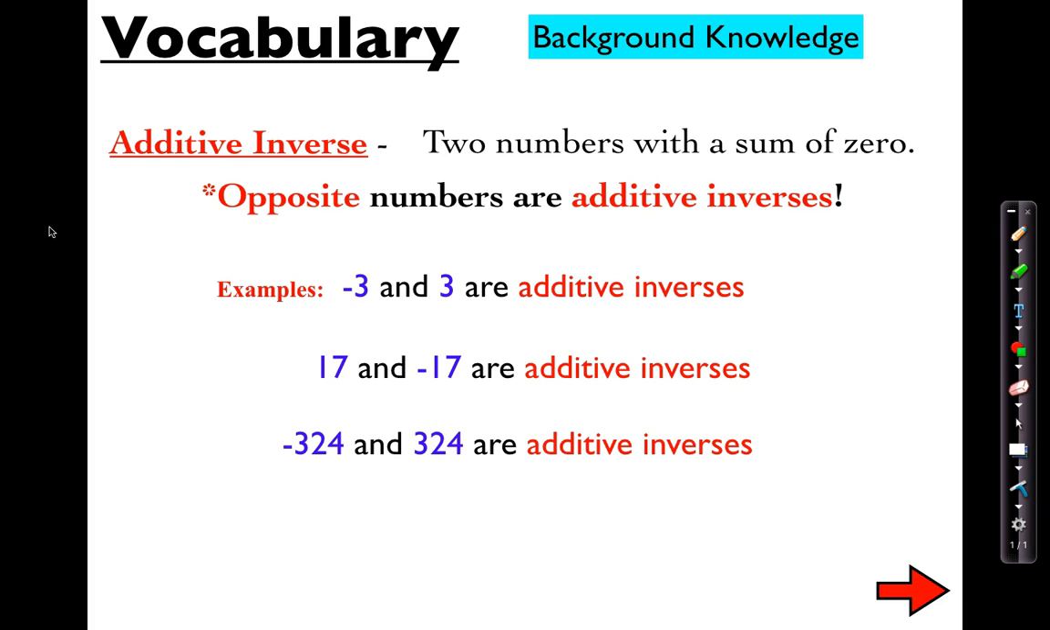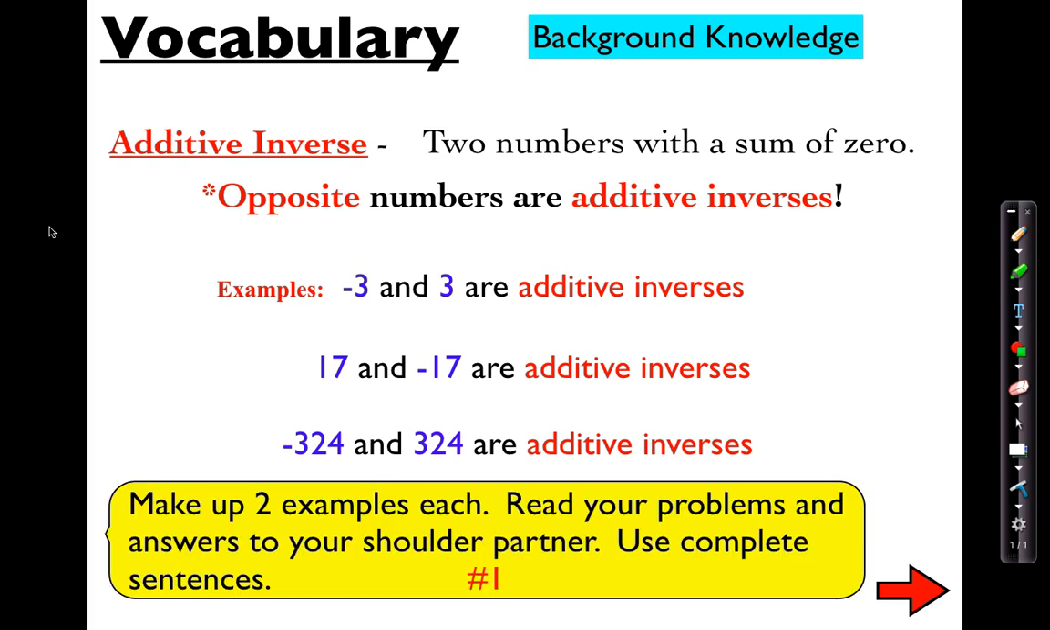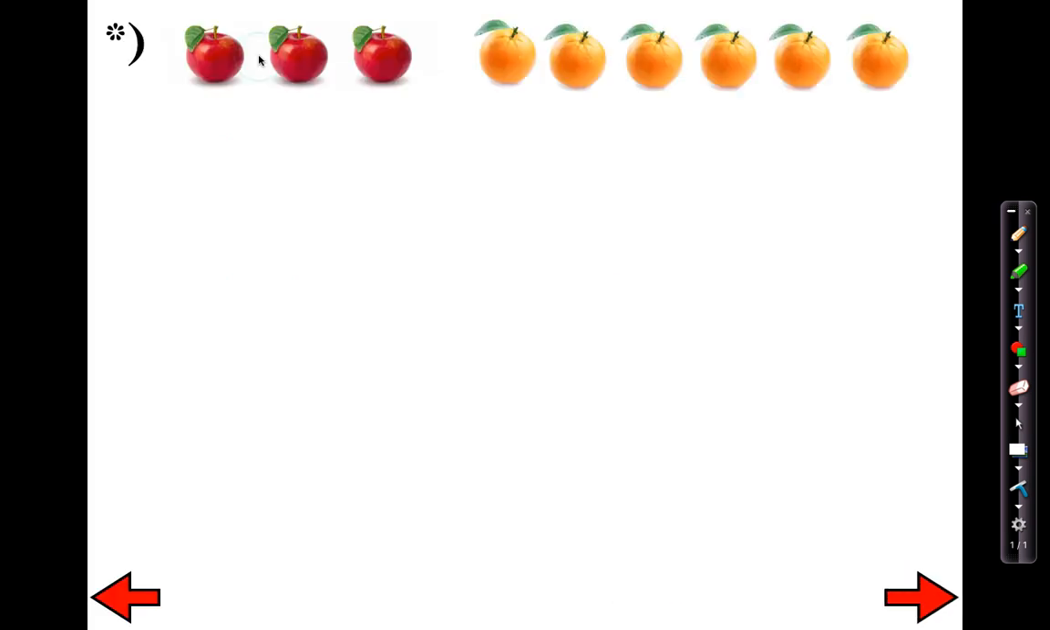So remember, they're basically two numbers with a sum of 0. In fact, I'm pretty sure you can come up with your own, right? So for me, I would come up with maybe 9 and -9. Those are additive inverses. So let's take a look at this example here.